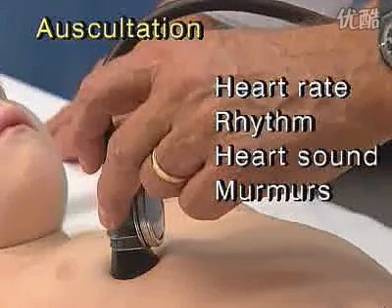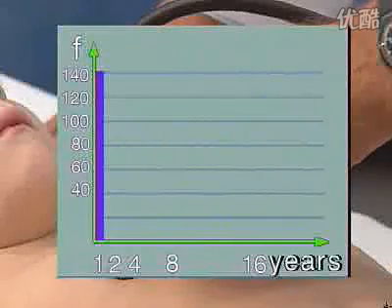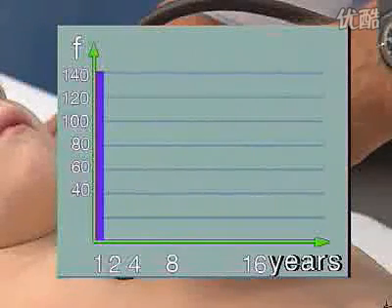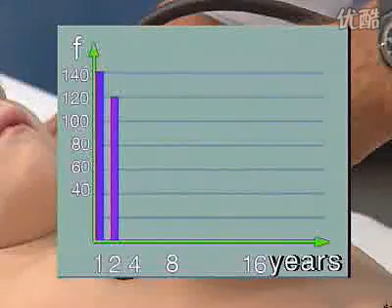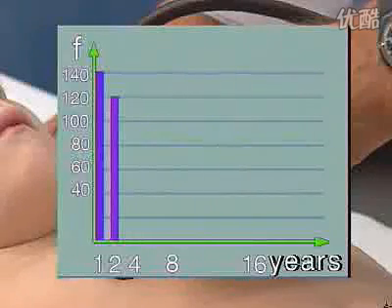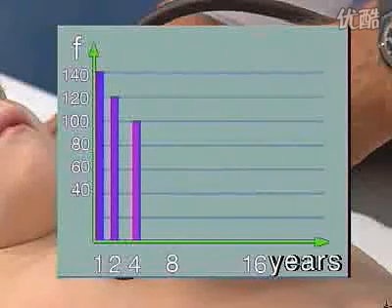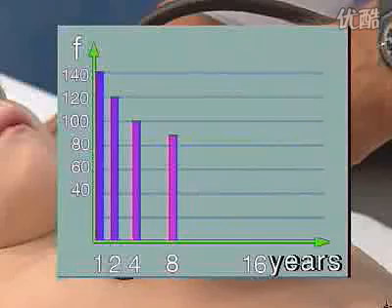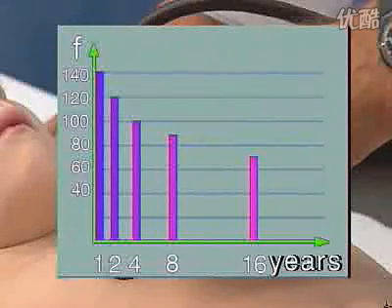The heart rate changes with age. In the first year of life, the heart rate is about 140 beats per minute. In the second year, 120. In the fourth, 100. In the eighth, 90. Towards the end of puberty, the heart rate approaches that of an adult.